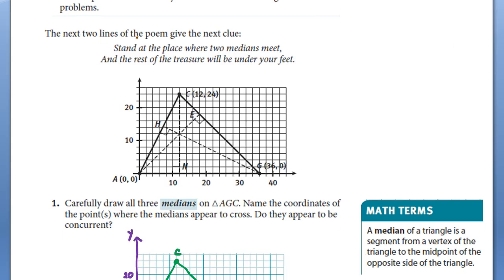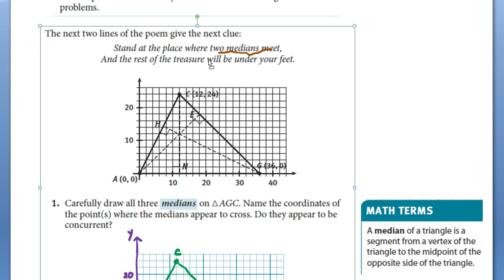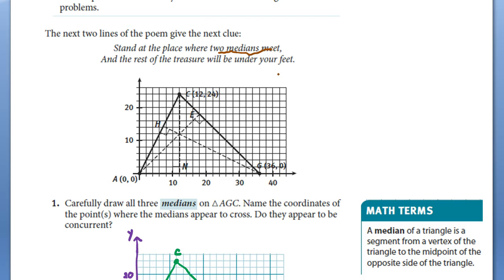The next two lines of the poem give the clue. Stand at the place where two medians meet, and the rest of the treasure will be under your feet. So this has this vocabulary term, medians. Over here in the bottom corner, we see the vocab word median defined.